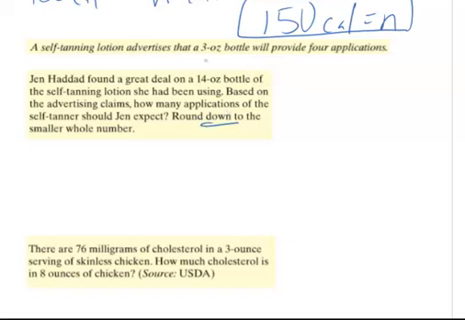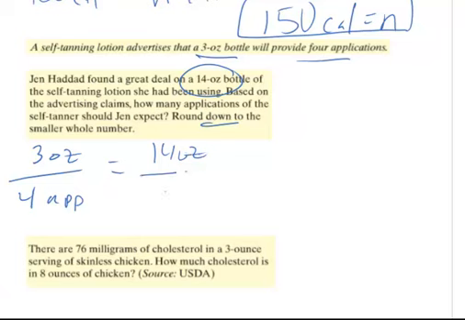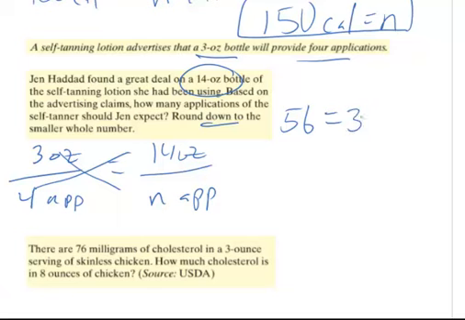Okay, so let's go ahead and use this piece of information. We know that if we have 3 ounces, we can get 4 applications. We now have 14 ounces. We're trying to figure out how many applications we can get now. So again, I'm going to cross multiply. So my first step is 4 times 14. That's giving me 56. 3 times n, again, is 3n. So if you recall, my next step is to divide.